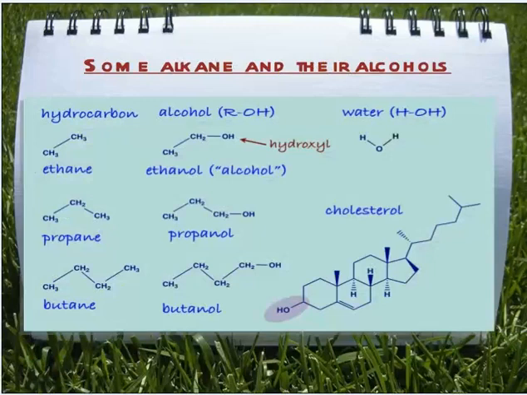Some alkanes and their alcohols, for example, CH3CH3 ethane will be ethanol CH3CH2OH. Propane CH3CH2CH3 will be CH3CH2CH2OH propanol. Also, CH3CH2CH2CH3 butane will be butanol.